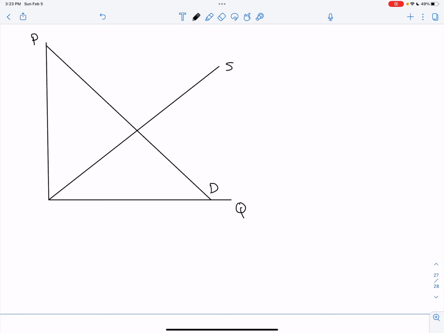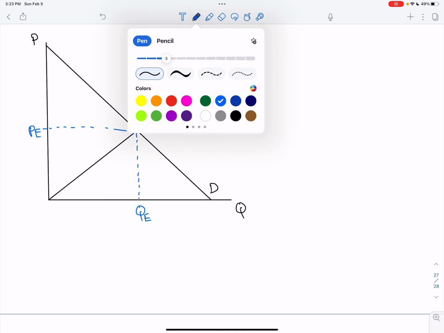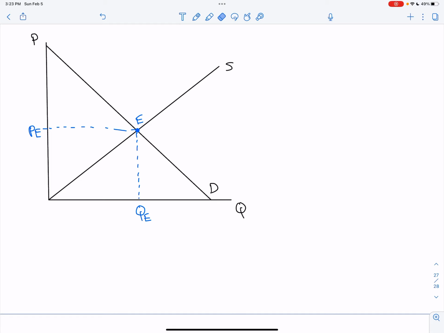So before the imposition of the price ceiling, we had our equilibrium point corresponding to our equilibrium quantity and our equilibrium price. Okay, now the government decides to impose an effective price ceiling, so it would have to be below PE, right? So let's say that it imposed its price ceiling here, right? PC for price ceiling.